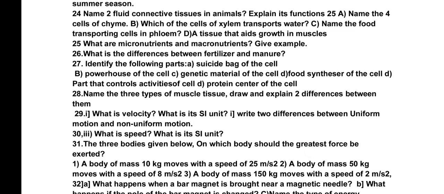Next, 25th question. Name the four cells of collenchyma. It should be the four cells of the xylem. The xylem has four cells which are xylem parenchyma, xylem fiber, tracheids and the vessels. Which of the cells of the xylem transport water? The tracheids and the vessels will transport the water.